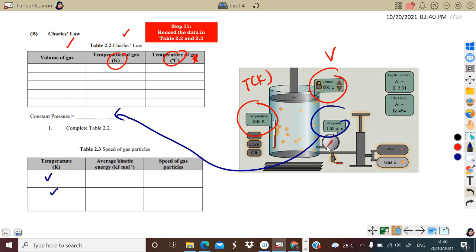That's why you kena screenshot. Macam mana kalau you tak screenshot, macam mana you nak record yang ni? Okay, you refer pada screenshot tu tadi. Pilih dua suhu. Berapa dia punya average kinetic energy?